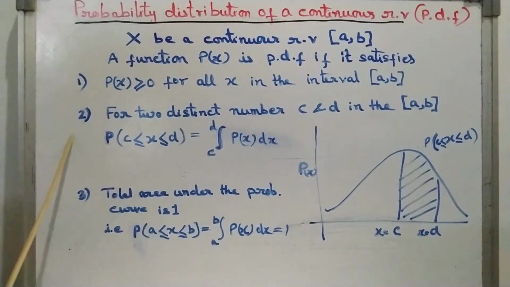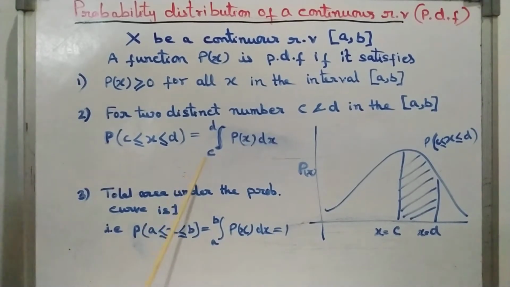And the second one is, for two distinct numbers C and D in the interval AB, the probability that x lies between C and D is given in this form of integration. Because it is in continuous form, we get the area. So this probability can be represented in this way, not summation. Here we use integration, that means area from here to here, P(x) dx. It is shown in this curve.